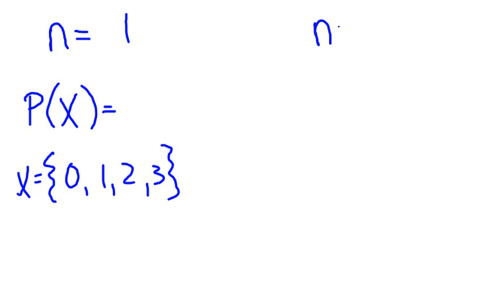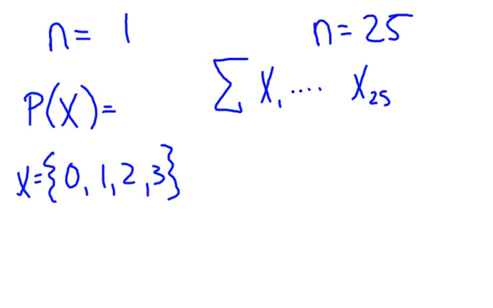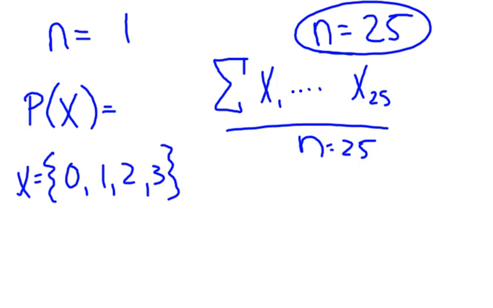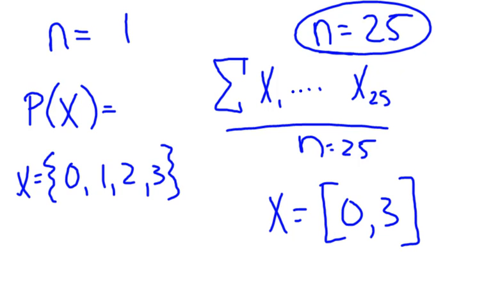But if I was to take 25 families, count all of their kids, so I did x sub 1 through x sub 25, and then took the average, so if I was to sum this up and divide by n, which is 25, I'd get an average. The average number of kids in these 25 families could be any number between, and actually let's write it with the correct notation, it's an interval. In this case, x can be an interval. It can be any number between 0 and 3, including the decimals.